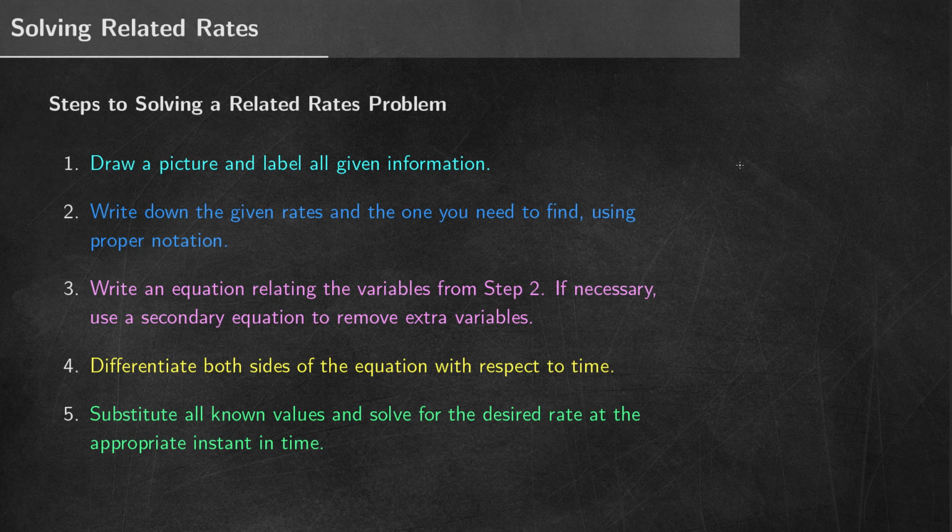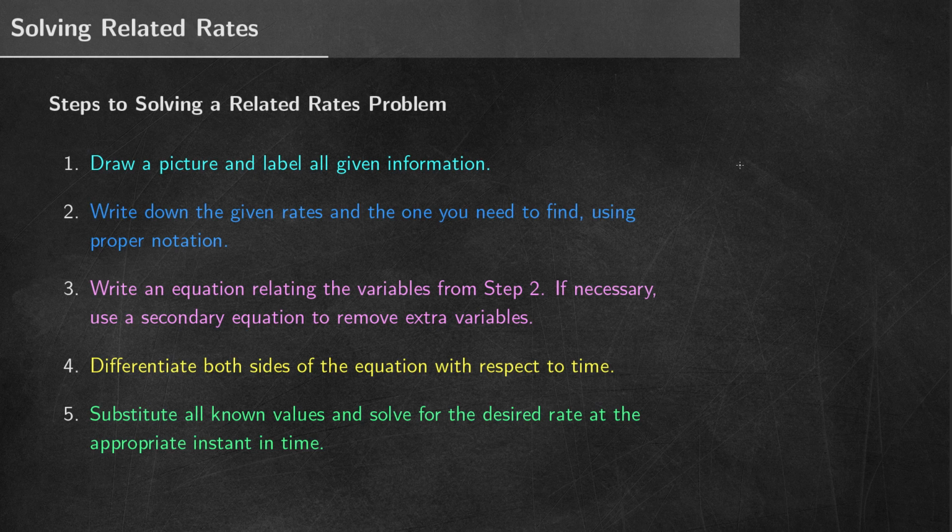So we're going to write down all of the given rates and the rates that we need to find using proper notation. And when I say using proper notation, I'm referring to Leibniz notation. The Leibniz notation is really important here because it's going to remind us when we take our derivative which variable it's with respect to.